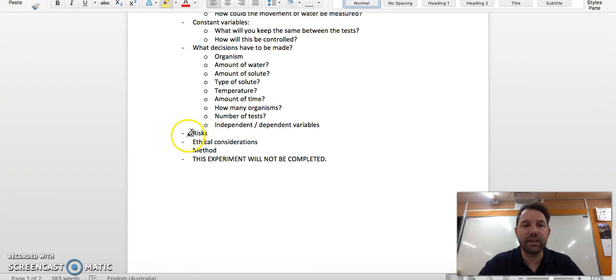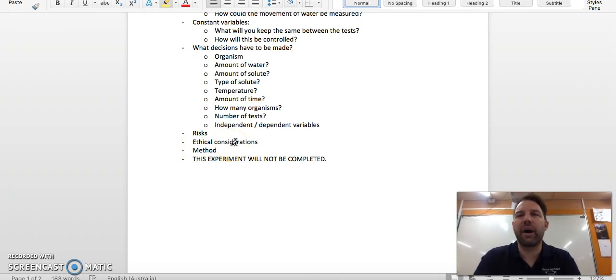After you've done those choices, you need to highlight the risks and any ethical considerations. So that's the safety stuff we're talking about before. And ethical considerations is, is this the right thing to do? Is it right by society? When we are testing on other organisms, I think you can see that there may be some ethical issues there by testing on living organisms. So that's one thing to consider.